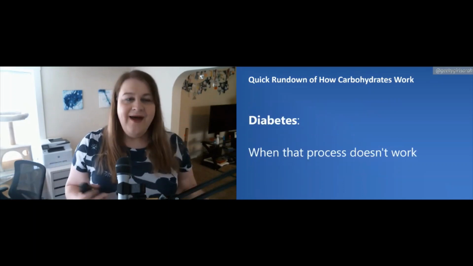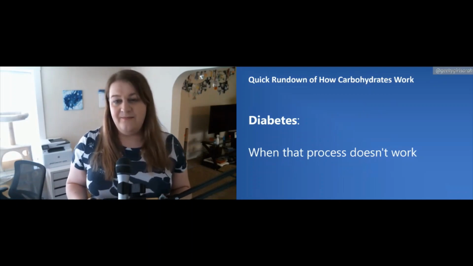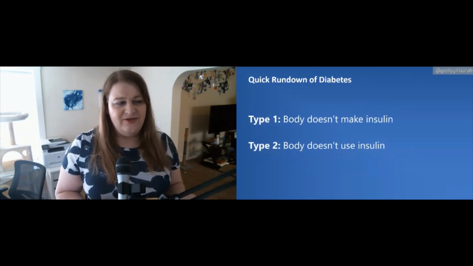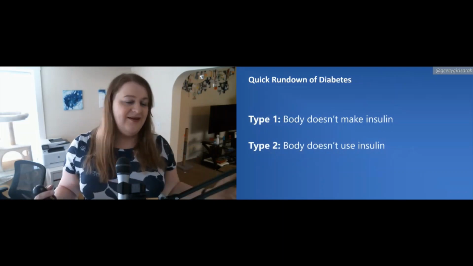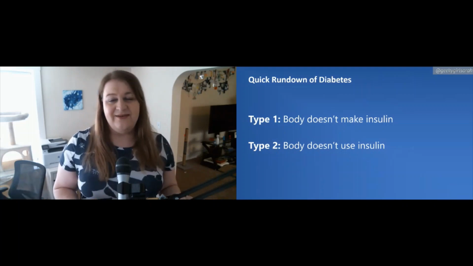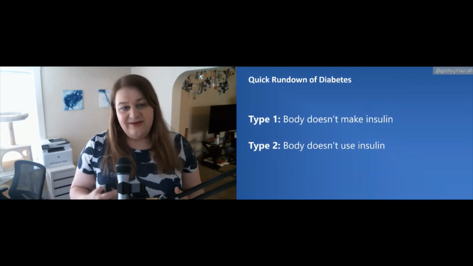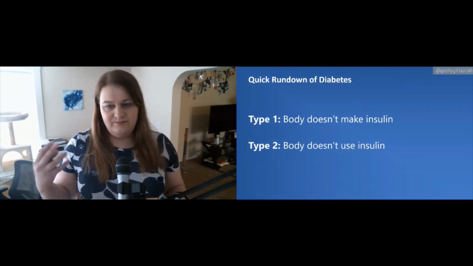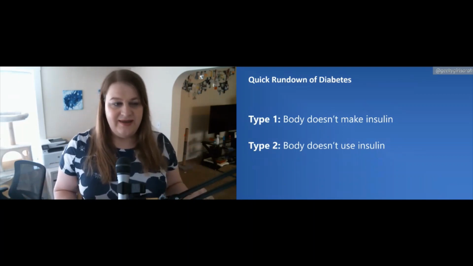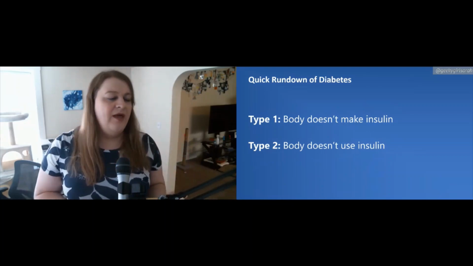Here we go. Okay. So diabetes is basically when that process doesn't work. That's all. And you probably have heard of the two types. The first type is that your body doesn't make insulin. Your autoimmune disease attacks the cells that make it, so you don't make it anymore. Type 2 is that your body doesn't use the insulin. You're usually making it just fine, but your body isn't absorbing it correctly. Your cells aren't using it for energy, so it just builds up in your system.